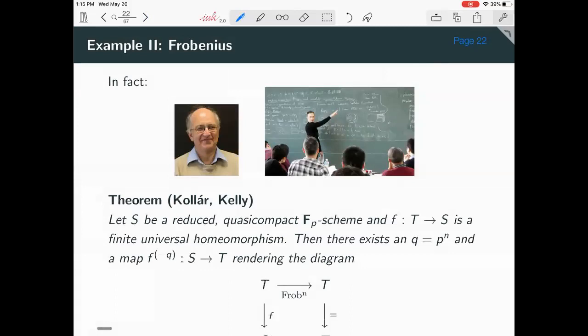Is it easy to see that this map is a universal homeomorphism? Yeah, it requires an argument. You should look at the Stacks project. It's not immediate.